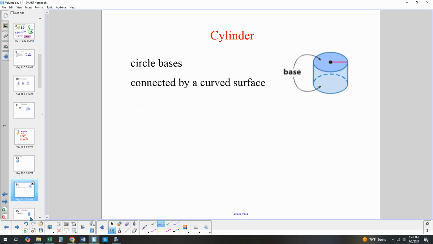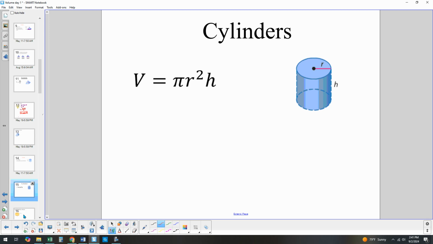Our next shape is a cylinder, which is basically a circular prism. The bases are circles and they're connected by a single flat curved surface. For our cylinder, the formula is pi r squared h, which is very much like the prism formula, because pi r squared is the area of the base, and we're multiplying it by the height.